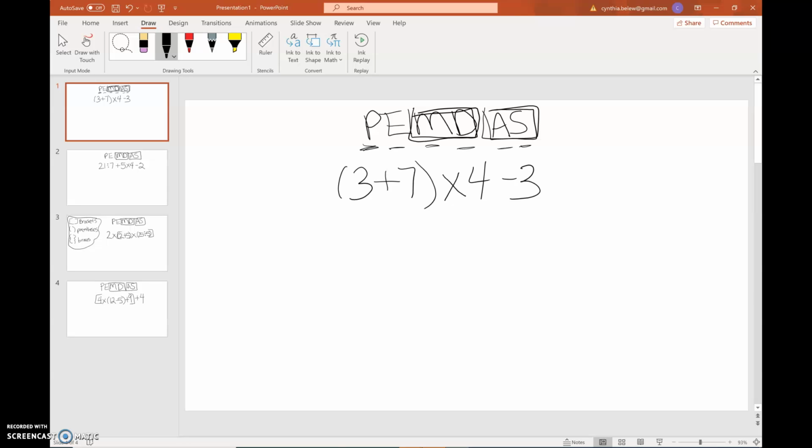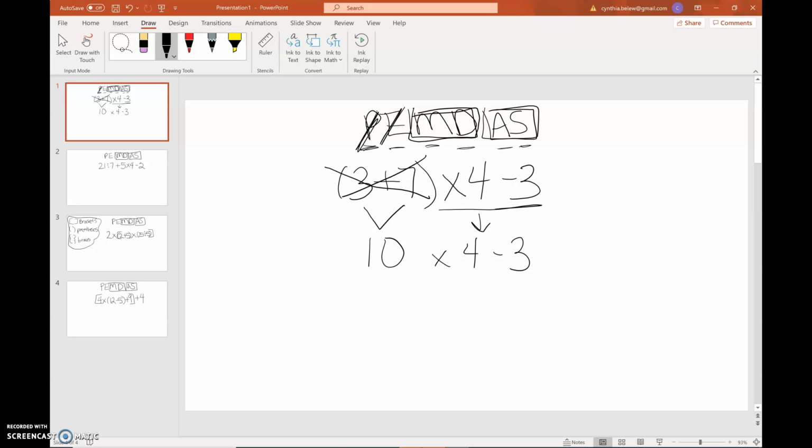So here's an example. I have in parentheses 3 plus 7, times 4 minus 3. Well, I know, and the students know, that they always write PEMDAS at the top of their paper, and that helps them remember the order. So 3 plus 7 is in parentheses. That's 10. That's no longer there, but this still is, so I have to bring it down. 10 times 4 minus 3.